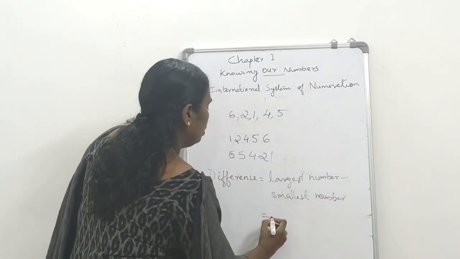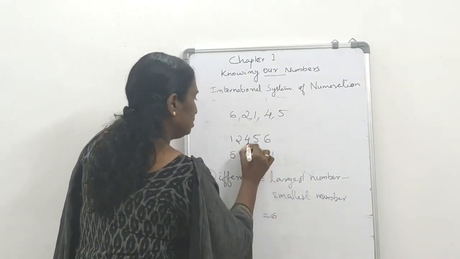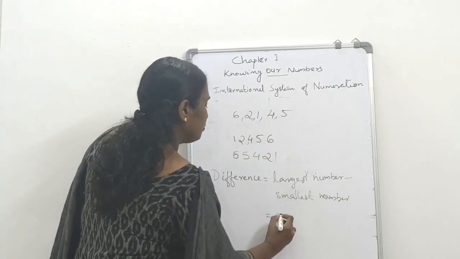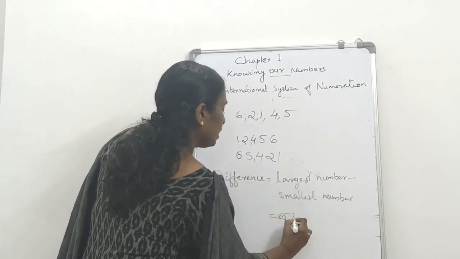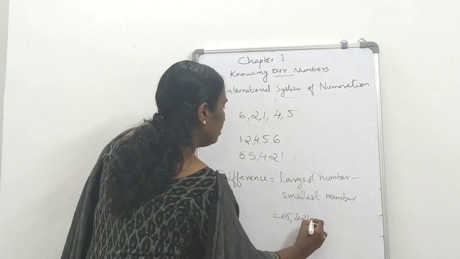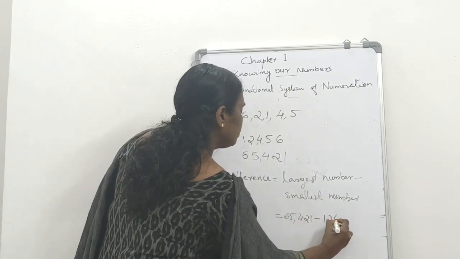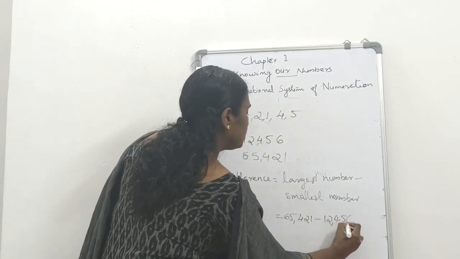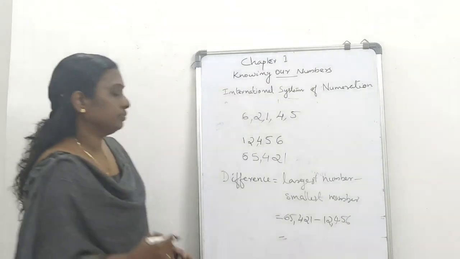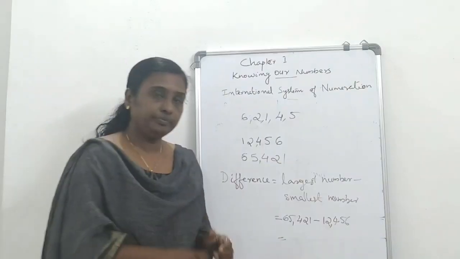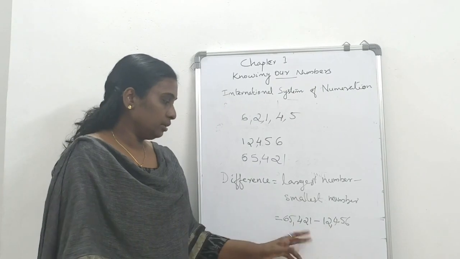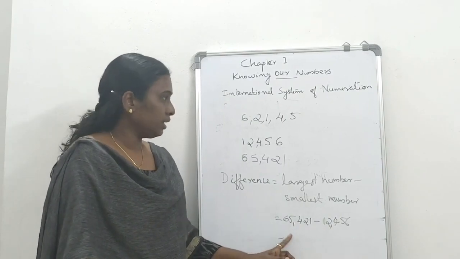Equal to 65,421 minus 12,456. You subtract this number, you will get the answer. Clear?